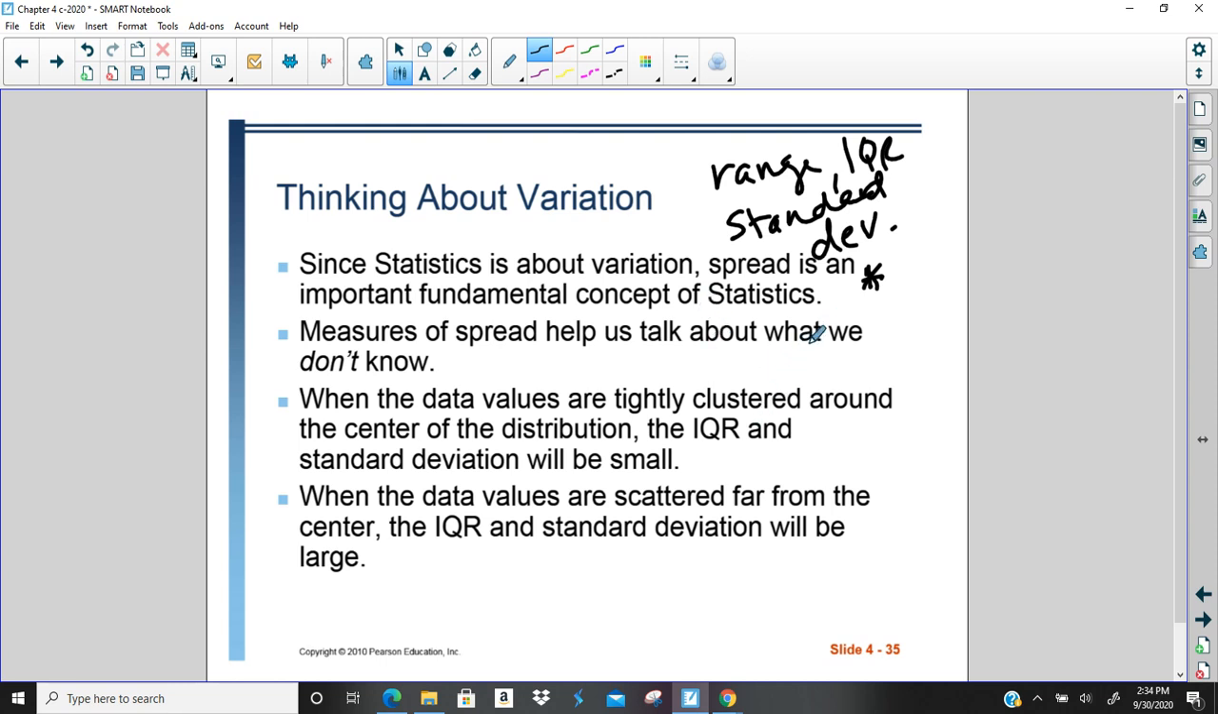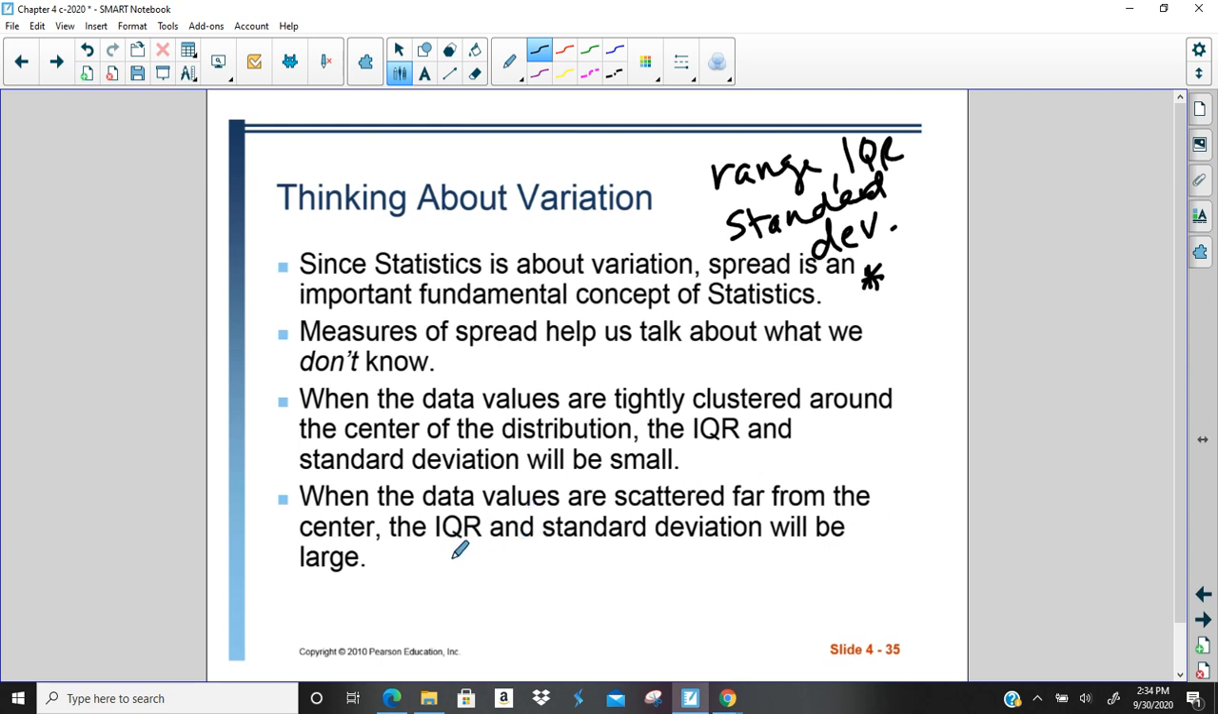When the data values are tightly clustered around the center of the distribution, the IQR and the standard deviation will be small. However, when the data values are scattered far from the center, the IQR and the standard deviation will be large.